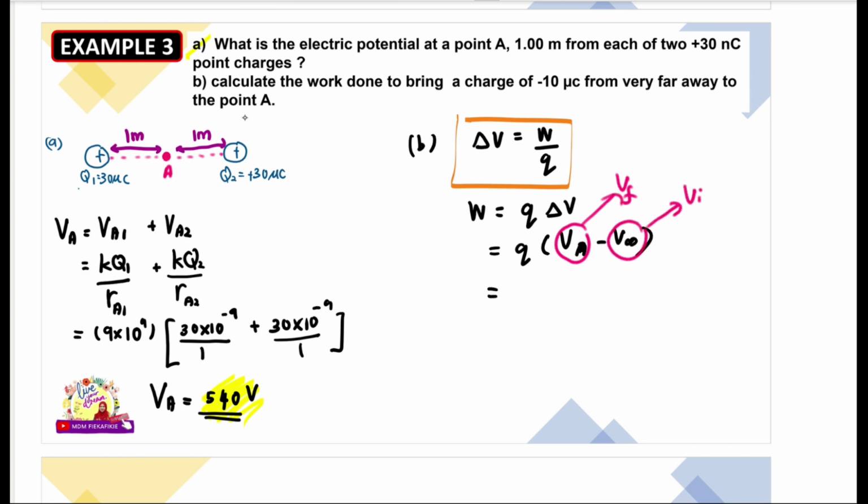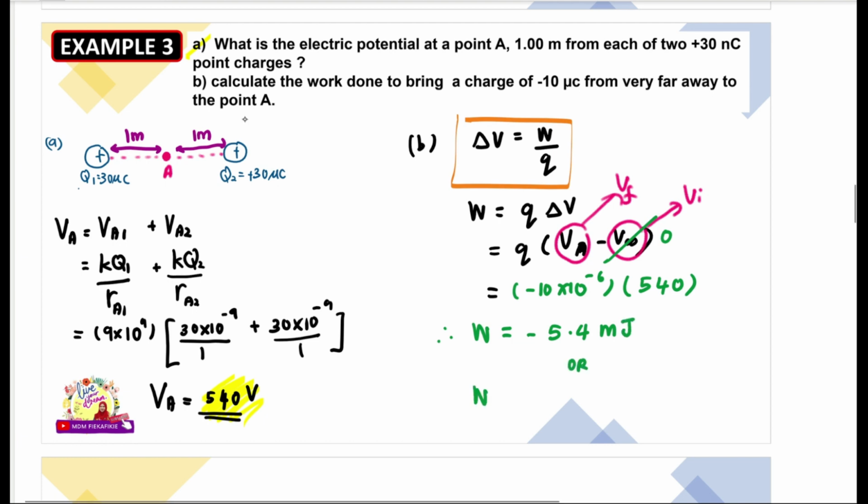Okay, so masukkan nilai dia. So yang ni V infinity kosong. So Q is negative 10 times 10 power of negative 6. VA tadi kita dah kira 540. Therefore, W is equal to negative 5.4 exponent negative 3, you can tulis millijoule. Ataupun tulislah W negative 5.4 times 10 power of negative 3 joule. Okay, so finish example number 3.